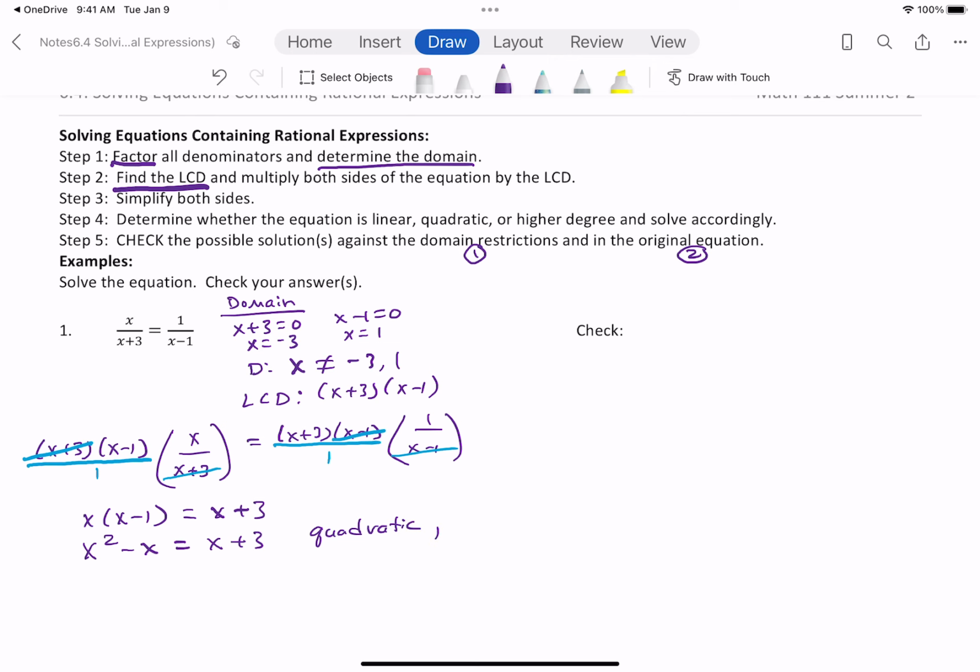So the only way we know to solve these so far is to factor and use the zero factor property. So of course, to do this, we have to be equal to 0 first. So we're going to need to manipulate the equation. So I'm going to subtract x from both sides, and then subtract 3 from both sides. And we get x squared minus 2x minus 3 equals 0.